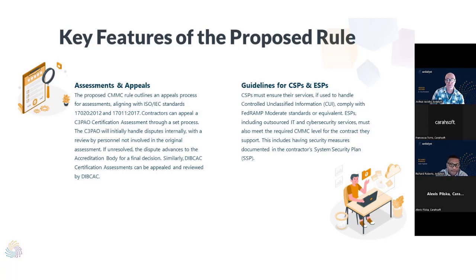So this is a very key delineation there to identify. If you're a cloud service provider, you have some FedRAMP moderate standards that you need to meet. If you're an external service provider, you have some CMMC level standards that you need to meet. So when you're selecting your service providers or looking to outsource some form of IT or functions, you need to ensure that their security requirements are met, whether it's on the FedRAMP level or on the CMMC level.